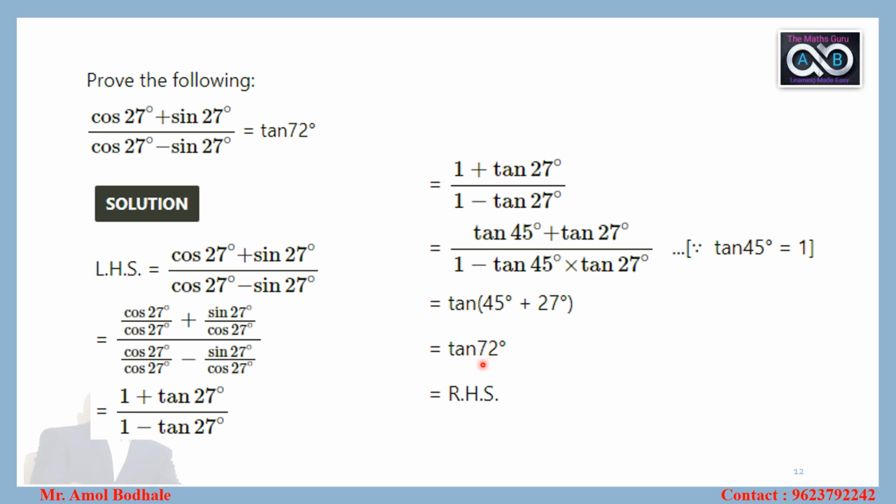So how can we prove it? Let's consider the RHS, that is tan 72 degree, and this 72 degree we can write in some standard angle, which is 45 plus 27 degree, and now we can expand this. By expansion, this is tan 45 plus tan 27 upon 1 minus tan 45 into tan 27. Here we know the value of tan 45, which is 1. So we get 1 plus tan 27 upon 1 minus tan 27.